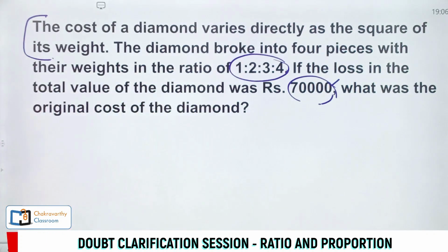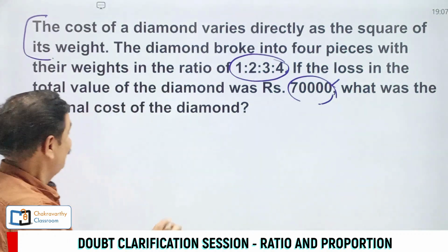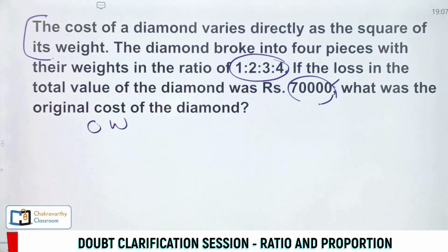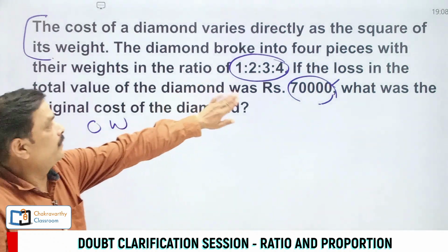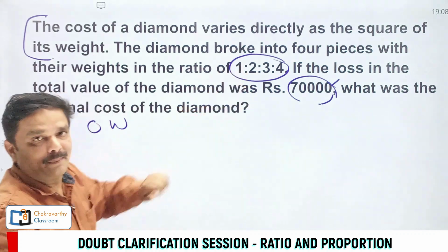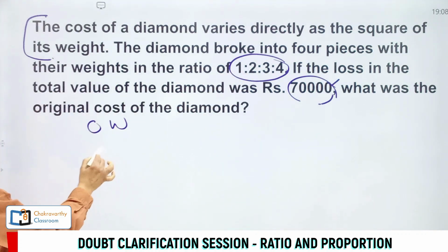Now, how to apply the shortcut? It's a simple method, students. Let's take the original weight. This is the original weight, OW I'm writing. Take the convenient figure: 4 plus 3 is 7, plus 2, plus 1, is 10. We have done that previously. Now, I'm taking the original weight as 10 grams. Within 2 steps, you have to finish it.